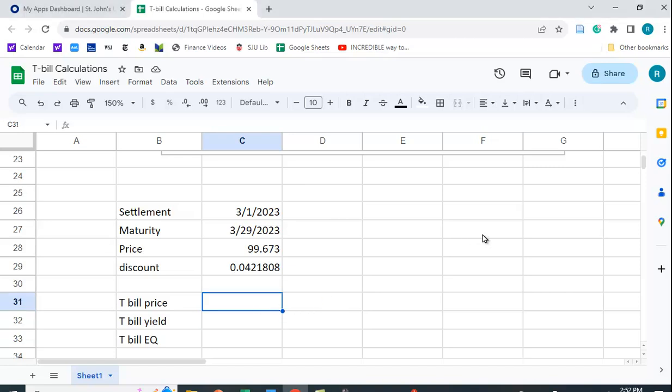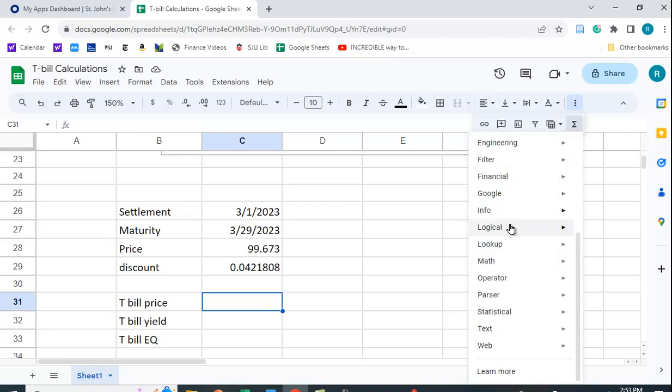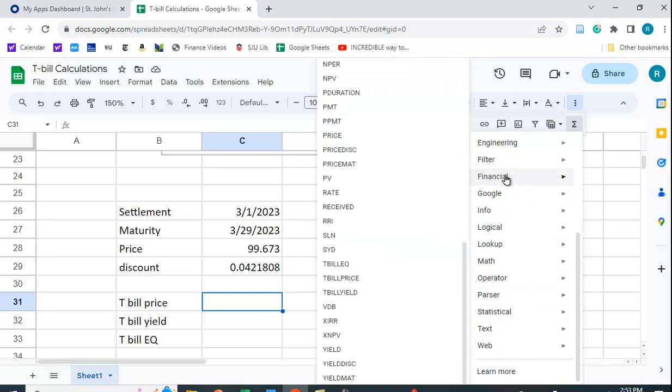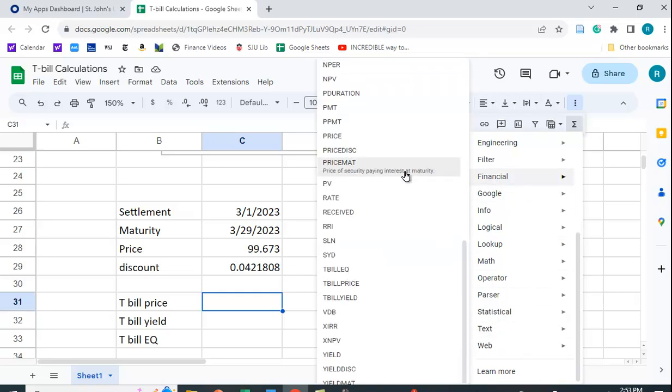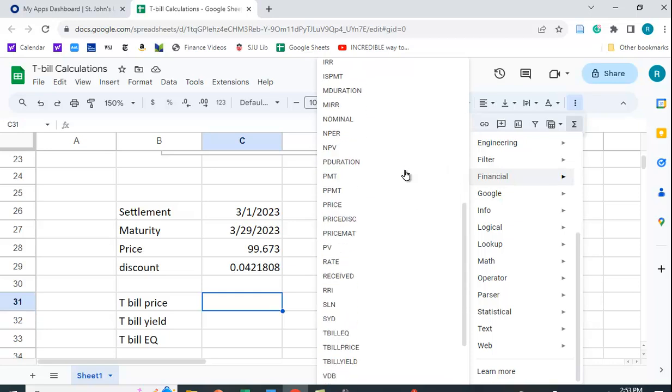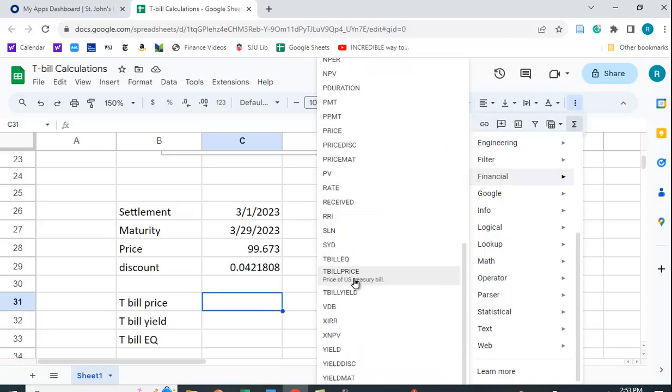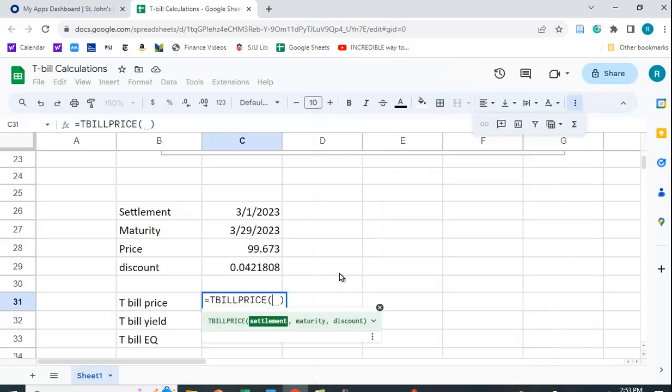So if you want to calculate these, if you look up here at this menu bar or toolbar, if you don't see anything here, you can click these dots here and you get this drop down menu. And if you see at the end here, we have this sigma. Well, if you click that, you get a bunch of different functions. And we're interested in the financial functions. And if you go over here, you can see they have a bunch of different financial functions. And here they have, for example, T-bill price.